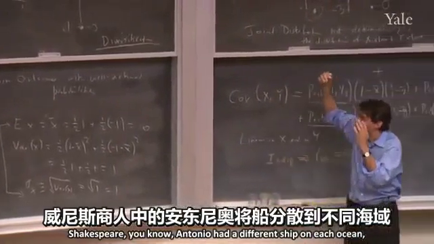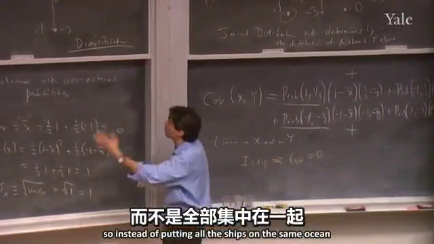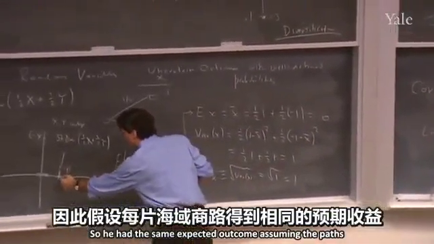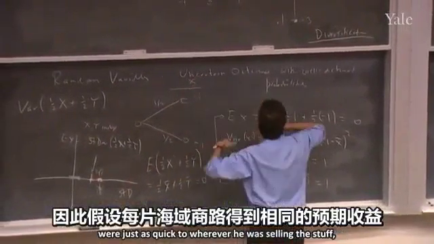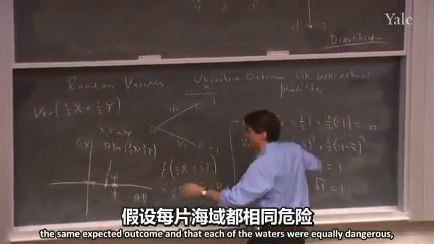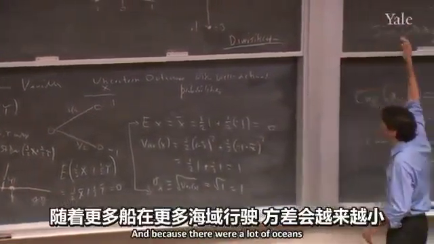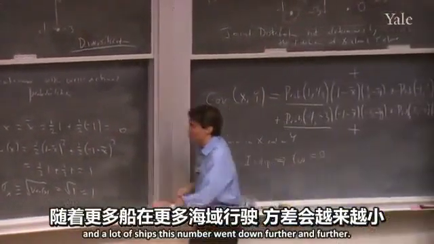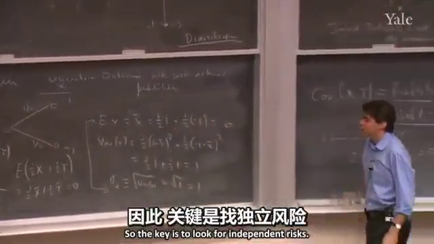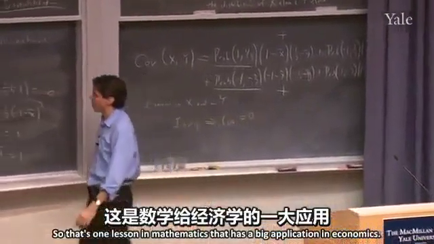Shakespeare, Antonio had a different ship on each ocean. So instead of putting all the ships on the same ocean, he put them on different oceans, which he assumed were independent. So he had the same expected outcome, assuming the paths were just as quick to wherever he was selling the stuff. Same expected outcome, and each of the waters were equally dangerous, but he drastically reduced his variance. And because there were a lot of oceans and a lot of ships, this number went down further and further. So the key is to look for independent risks. Okay, so that's one lesson in mathematics that has a big application in economics.